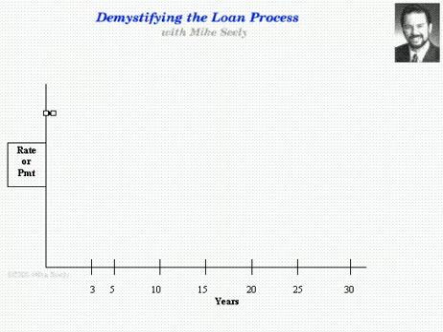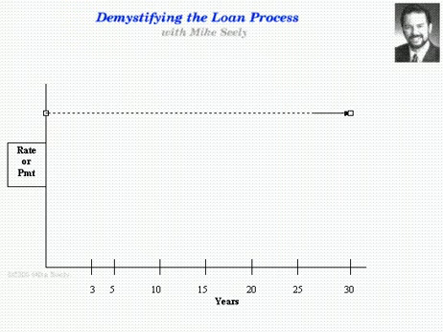First of all, what is a fixed rate? Well, it's pretty simple. It's like it says. It is fixed. It doesn't change. That rate will stay the same for the term of the loan. Now let's take a look. A 30-year fixed rate will have a rate up here.